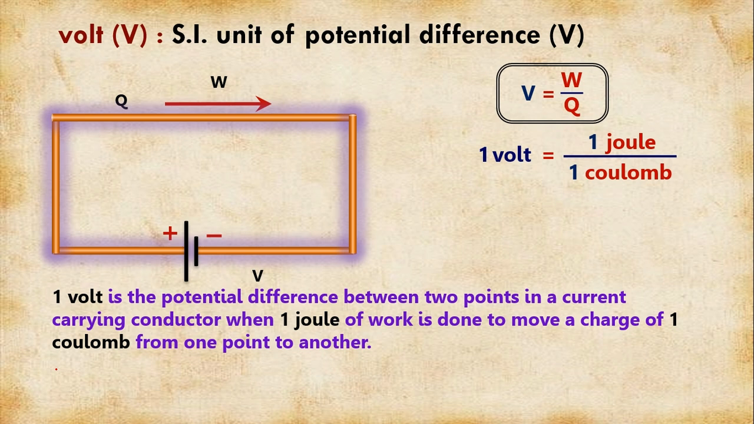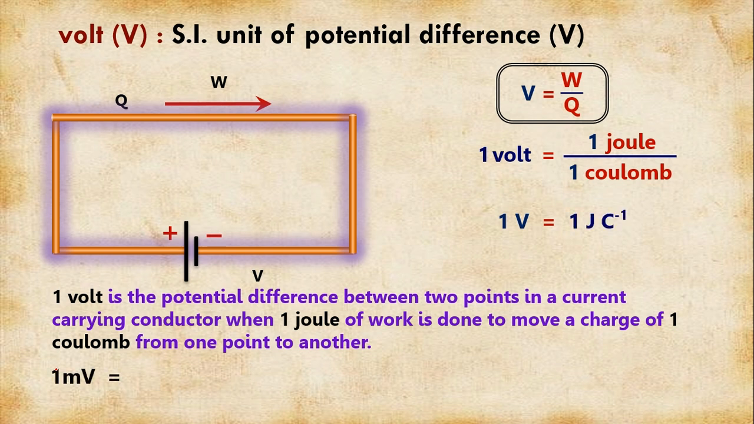So 1 volt is the potential difference between 2 points in a current carrying conductor when 1 joule of work is done to move a charge of 1 coulomb from one point to another. Okay, 1 volt is equal to 1 joule per coulomb.